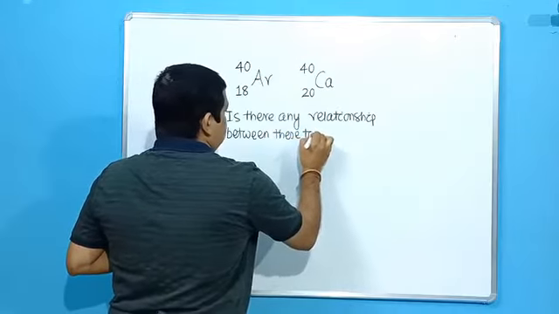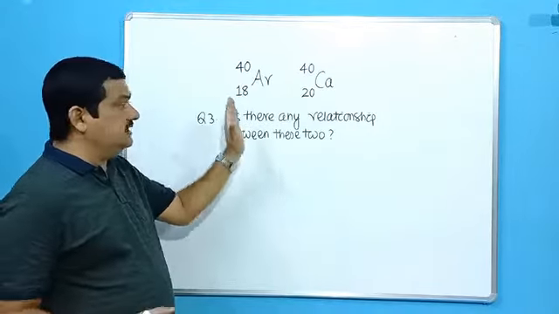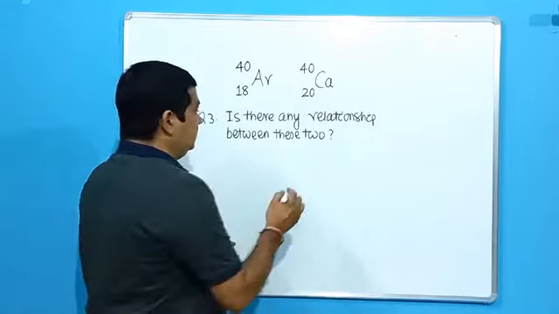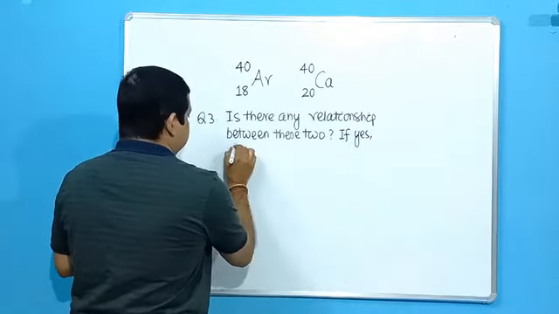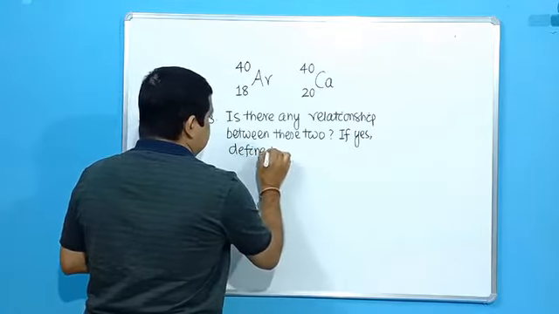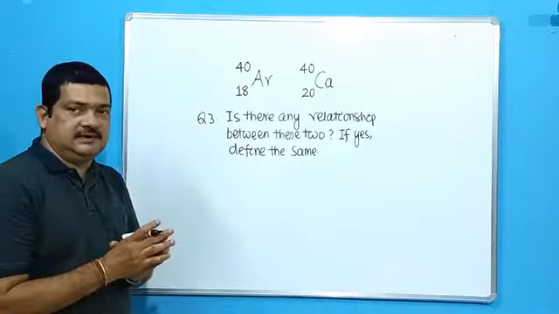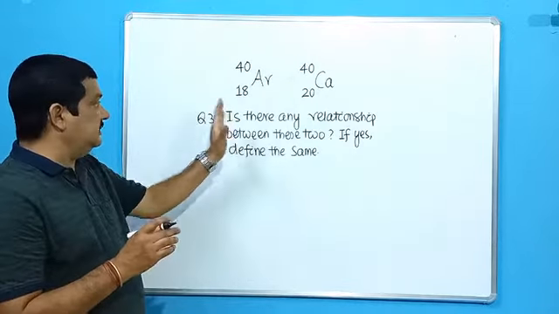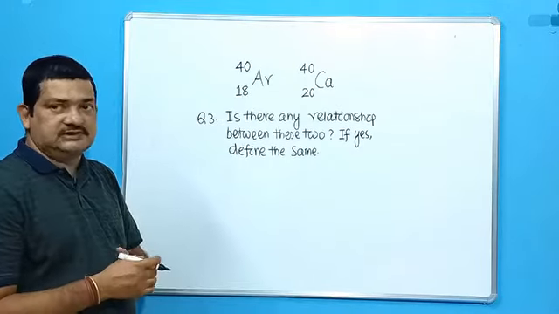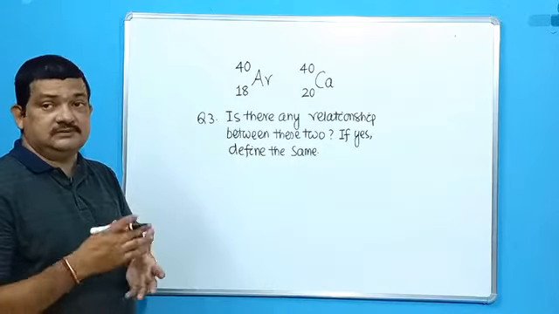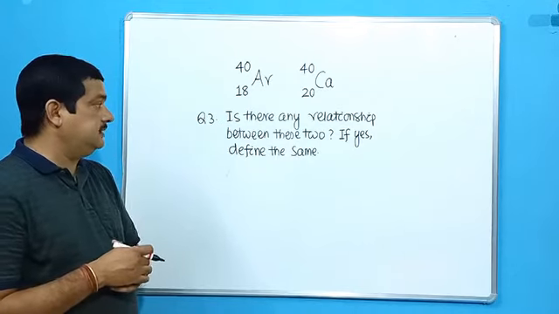You have to look at it and decide whether there is a relationship or not. If yes, define it. Okay. So this is the third assignment for you. I have given you two species, that is argon 18, 40, calcium 20, 40. Question is, is there any relationship between these two? If yes, define it. If it is there, what is it? And define it.